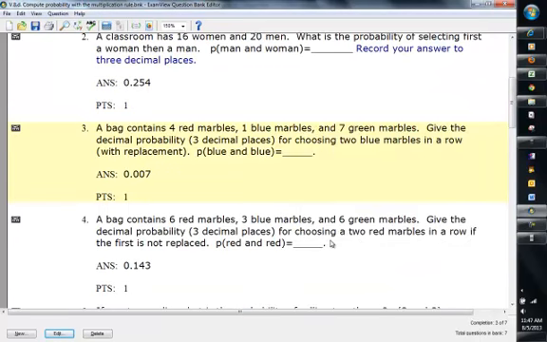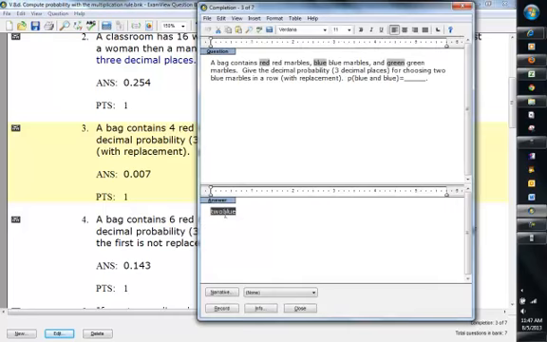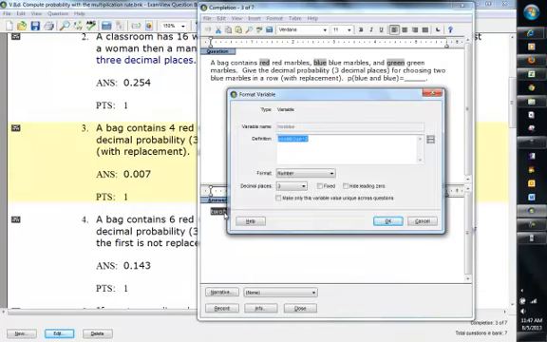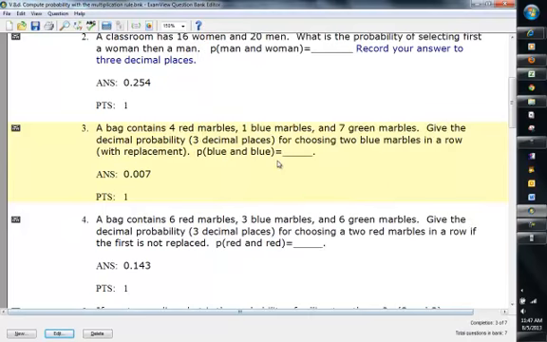0.254. A bag contains 4 red marbles, 1 blue marble, and 7 green marbles. What's the probability of choosing 2 blue marbles in a row? Should be 0, because there's only 1 blue marble to choose. Oh, it says with replacement. I missed that part.